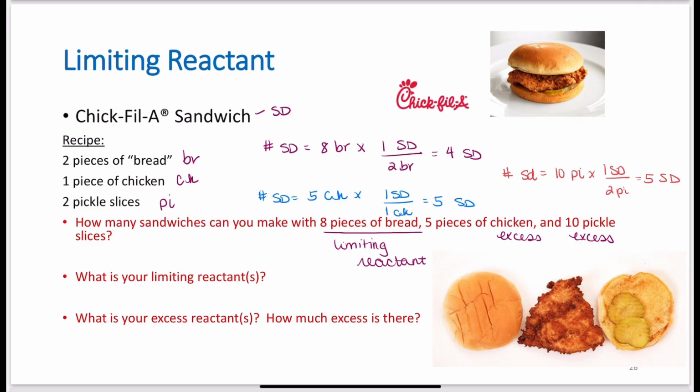Okay? So we again can see very, very quickly that we can only make 4 sandwiches with this setup. On the description we've given here, my limiting reactant is my bread. My excess reactants, I have 2 of them here, is my chicken by 1 chicken and my pickles by 2 slices.